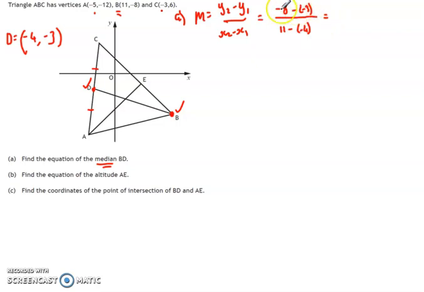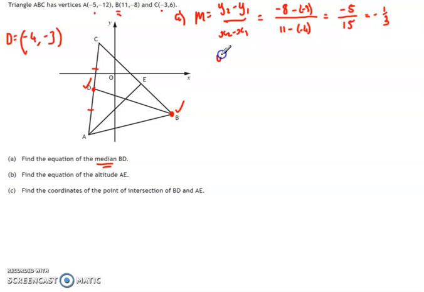And if I look at that, so -8 minus -3, minus becomes a plus, so -8 plus 3 gives me -5. 11 minus -4, so 11 plus 4 is 15. So my gradient is -1/3. So now I've got that bit of information. I've got any 2 points on the line will work for what I'm going to use to substitute in. So any of these 2, and then we just go ahead and substitute them in.